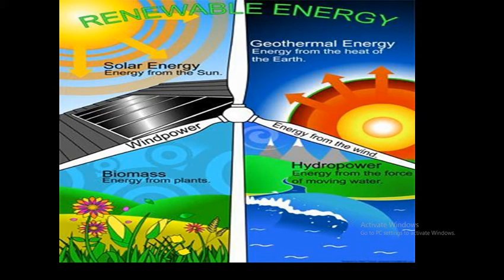This type of energy we call renewable energy, where the energy can be renewed. As you can see in the picture here, we have solar energy, energy from the sun; energy from the plants, we call it biomass; hydropower, energy from the force of moving water; energy from the wind; and energy from the heat of the earth, we call it geothermal energy.